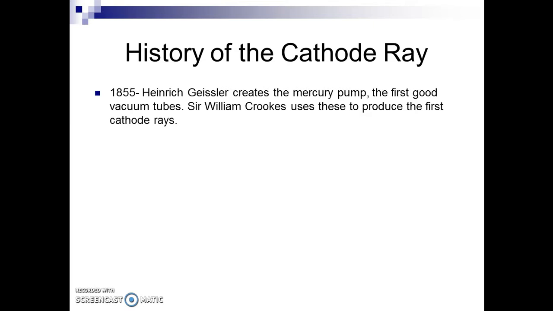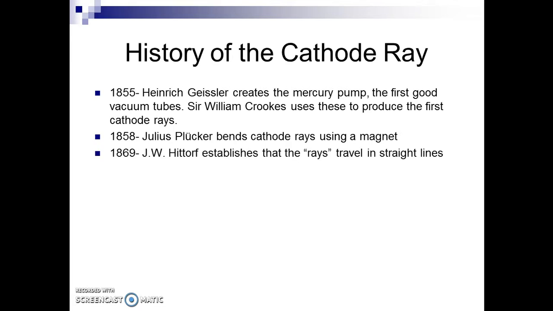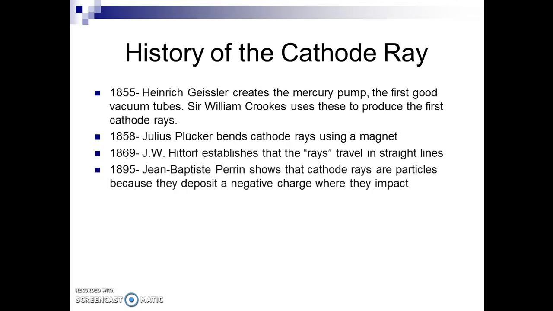And Sir William Crookes then used those to produce the first cathode rays. So the history of our cathode ray tube monitors begins in 1855 with the mercury pump. And eventually it's demonstrated that we can bend those rays using a magnet. And we eventually display that they're actually particles because they have a negative charge. And in 1897, J.J. Thomson used them to discover electrons and begin the modern examination of the atom.